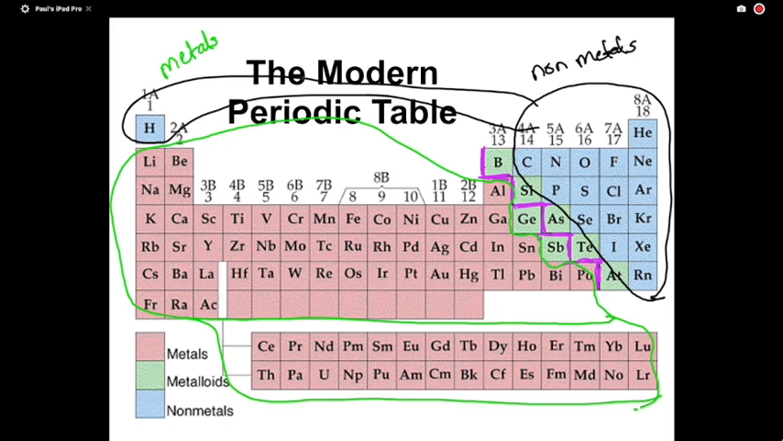The metalloids are easiest to identify because they're the elements that actually touch the stair step, with the exception of two. That one right there. What is Al? Aluminum. An aluminum can is definitely a metal. And then Po, polonium, is definitely a metal. Those are the only two that touch the line that are not metalloids. Everything else that touches the line is a metalloid.